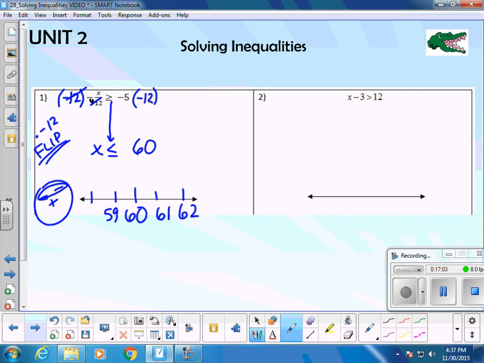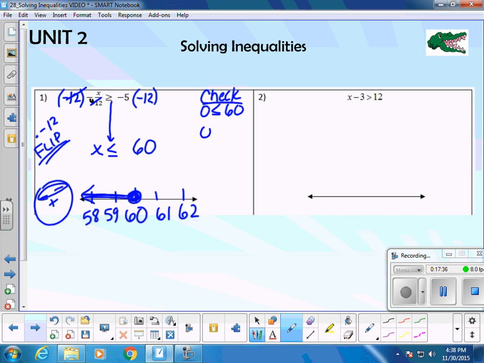So when I graph this, x is less than or equal to, so it's a solid circle, but the smaller side is pointing towards the x, so it's less, which means it goes to the left. Less is to the left. All right. So we're looking for something that is less than 60. Let's use 0, because 0 is less than 60.